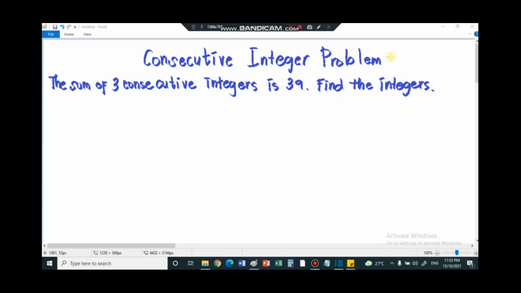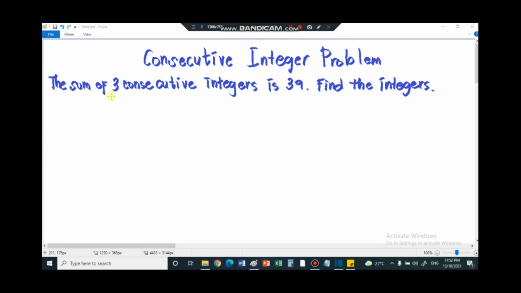Good morning, class. Today we will have a new topic. It's about consecutive integer problems. So we will solve problems about consecutive integers. And this is our first problem to solve. The sum. So everybody read. So let's read it together.